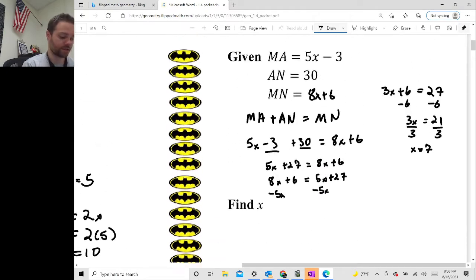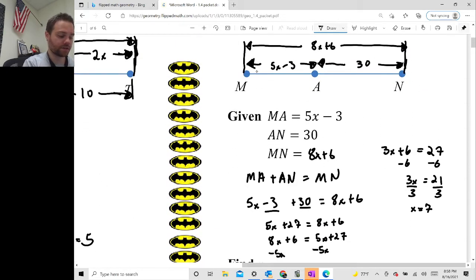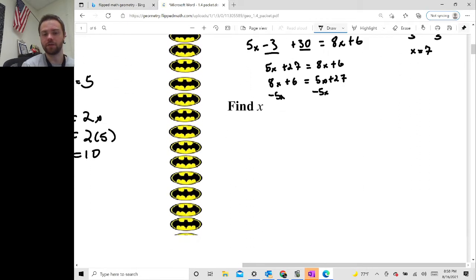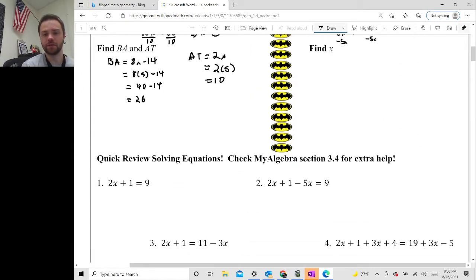So I found x. And you can also find the distance from M to A and the entire distance from M to N if you wanted to. I'm going to leave that to you as an exercise if you want to do it. It doesn't ask for it.